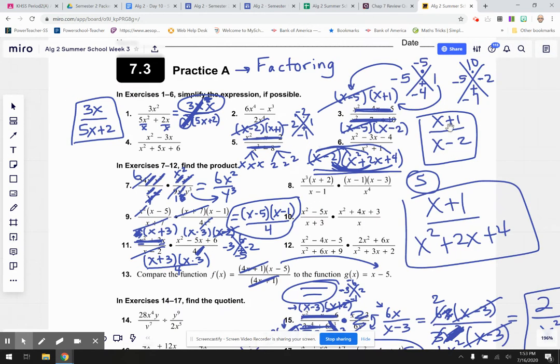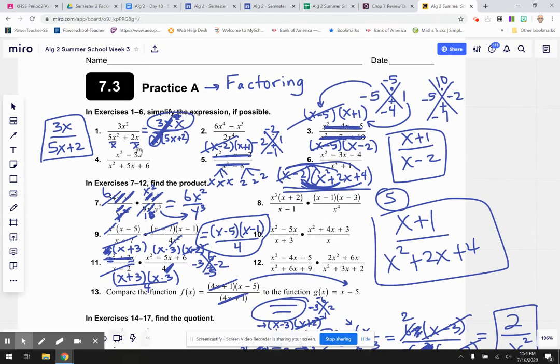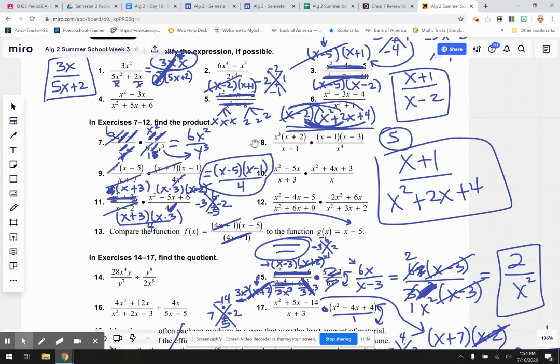Some of them you have to factor a trinomial. We had to go back and relearn how to factor with an x and cross out the same parentheses on top and bottom. So you can go back and check any of those videos out. That's just simplifying. Then we had to multiply.